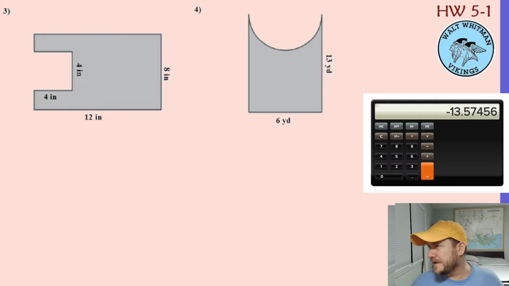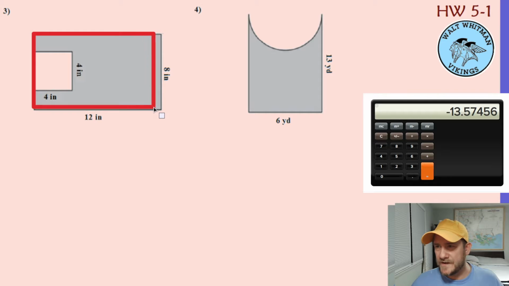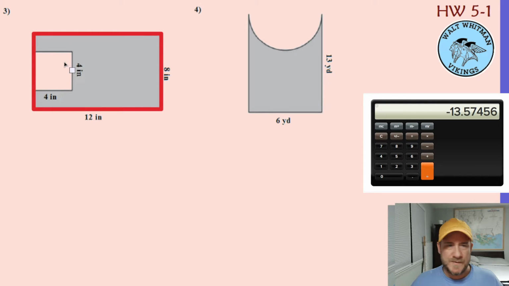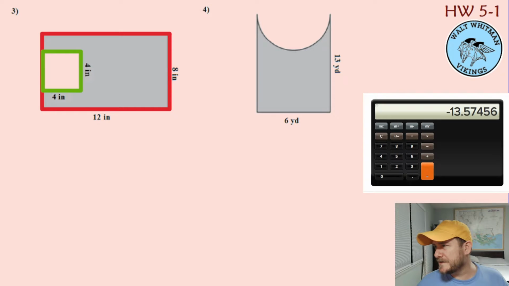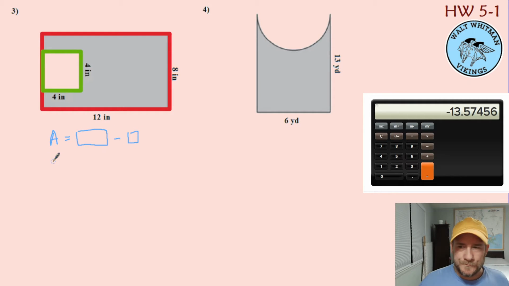I'm going to look at this thing and think that what I've got is one big rectangle right here that just happens to be missing a piece. So I'm going to do this problem as a rectangle minus. It's a square technically because it's 4 by 4. I'm going to just keep calling everything a rectangle though, because it's technically true. So we're going to do big red rectangle minus little green square.